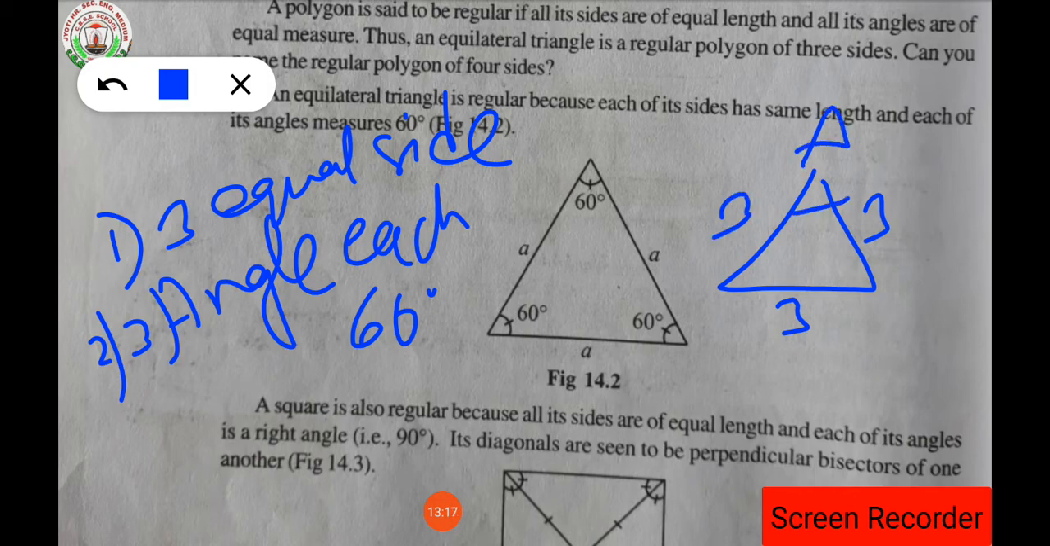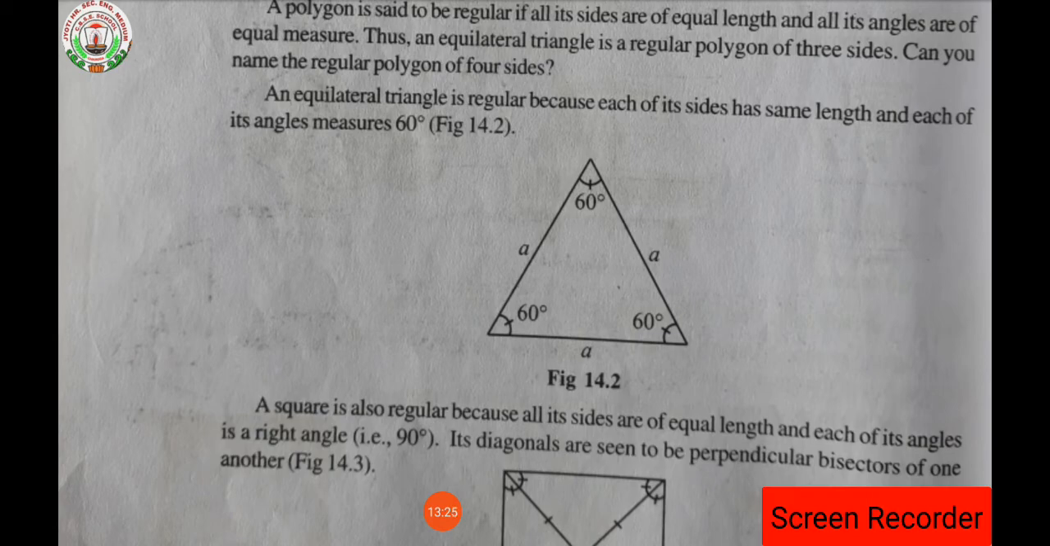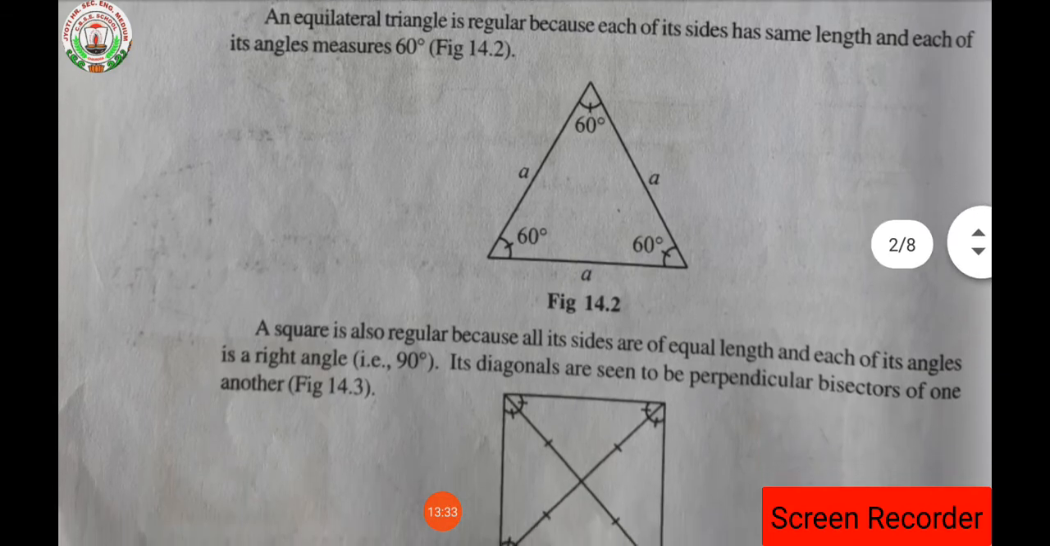Suppose the name of the triangle is ABC. So if this angle A is 60 degrees, this will also be 60 degrees. This will also be 60 degrees. So in this kind of equilateral triangle, we can draw 3 lines of symmetry. Okay. Similarly, we can see a square here.